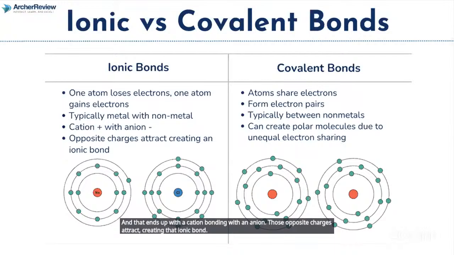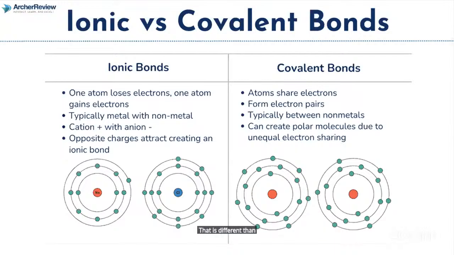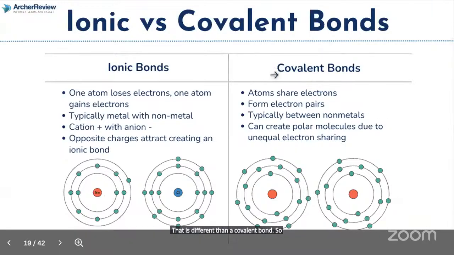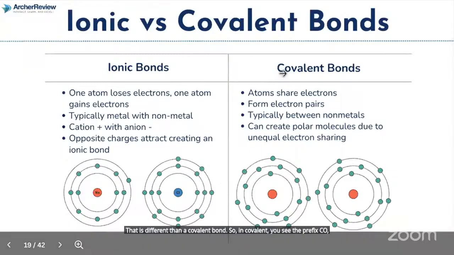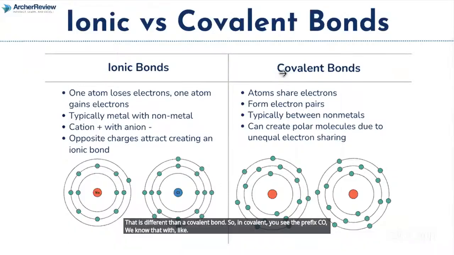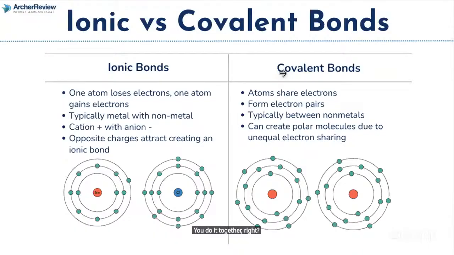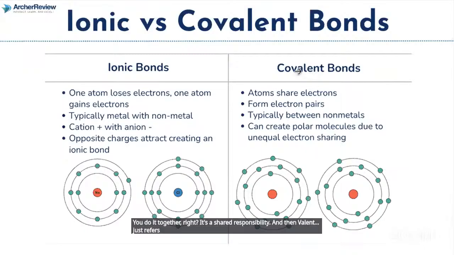That is different than a covalent bond. So in covalent, you see the prefix co. We know that with like co-teaching, co-parenting. You do it together, right? It's a shared responsibility. And then valent just refers to valence electrons. So valence electrons together create a bond. So covalent bonds share these valence electrons.